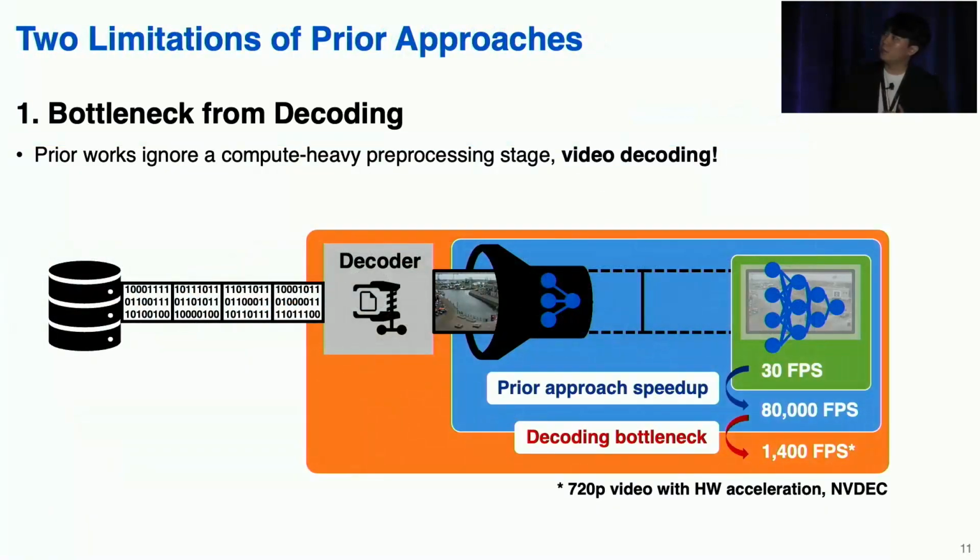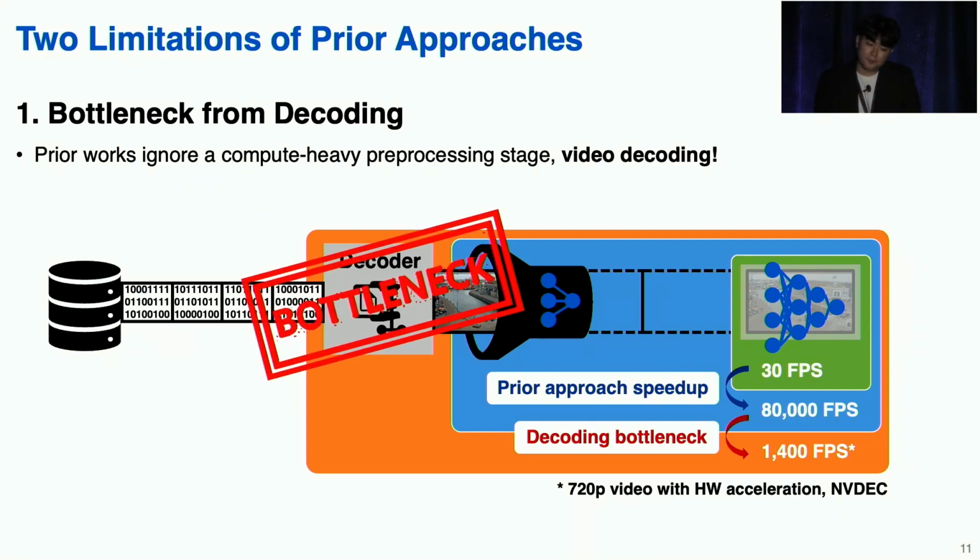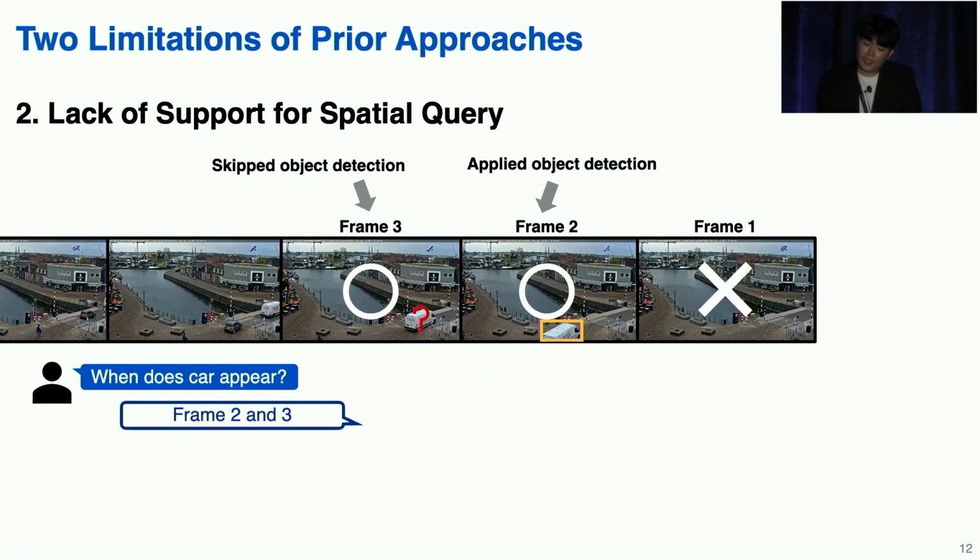However, we noticed two major limitations from the prior approaches. The first is that there is a bottleneck from the decoding. Despite the prior approach achieving high speedup by filtering out the frames going into the object detectors, in the real world, the video data are actually stored in a highly compressed format that requires decoding, and as modern video codecs are very complex, they run at much slower throughput than the later pipeline and work as a severe bottleneck. And the second limitation they have is that they lack support for spatial queries.